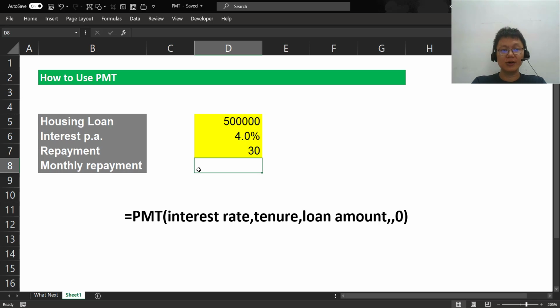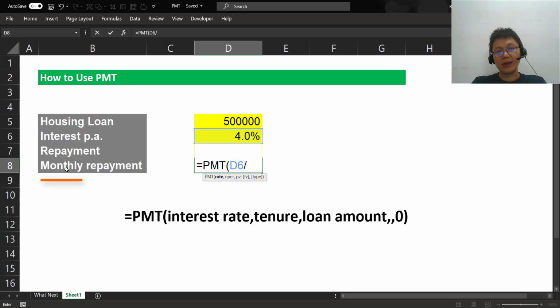This is the function. So you just key in PMT and the interest is this. Now, however, we are calculating monthly. So therefore, we need to divide the interest per annum by 12. And then the tenure is 30 years.